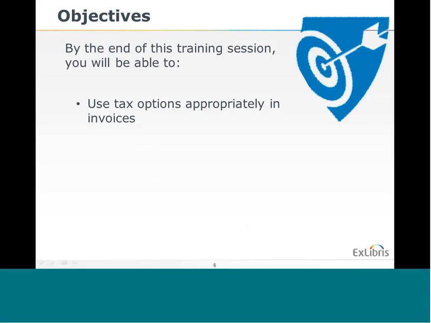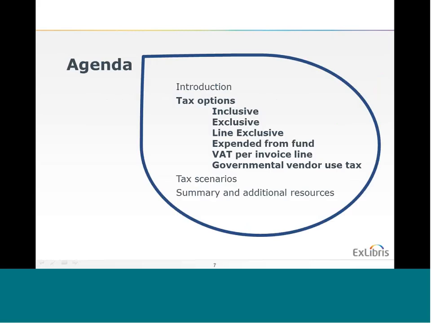The key objectives for this session are to understand the options for adding taxes into an invoice, and then ultimately be able to include taxes in invoices as appropriate. So let's go ahead and look at the different options. We are going to look at 6 tax options within the Alma invoices, and so those would be inclusive, exclusive, line exclusive, expended from fund, VAT per invoice line, and then lastly, governmental vendor use tax.